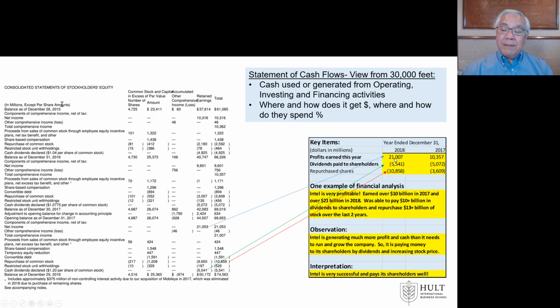So what does that mean? That means we earned a lot of profit. We already saw that previously. Next, we paid a lot of dividends to shareholders, both in 2017 and 2018, about $5 billion per year. And importantly, they've been repurchasing their own stock. So they used money that they have in the company, went to the open markets, the public markets, and bought back Intel shares to the tune of $3.6 billion in 2017 and $10.8 billion in 2018.